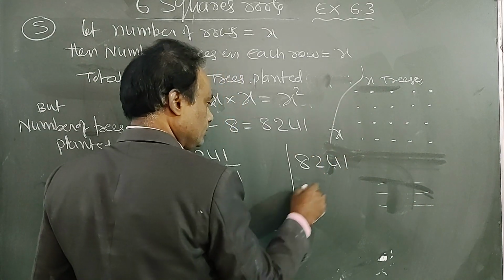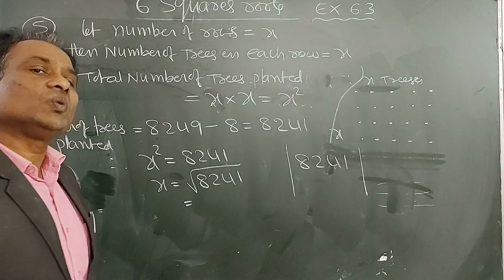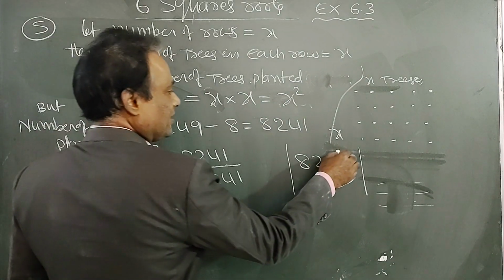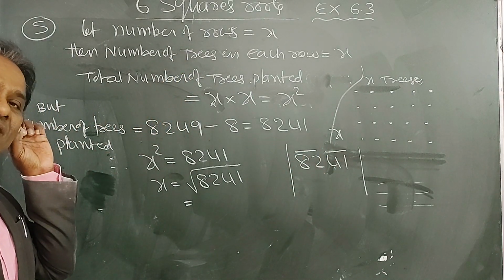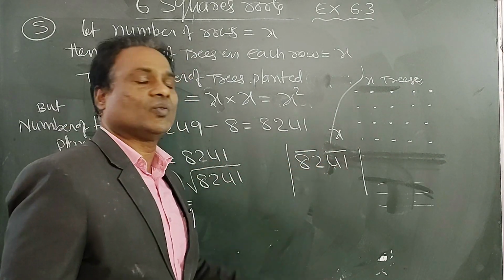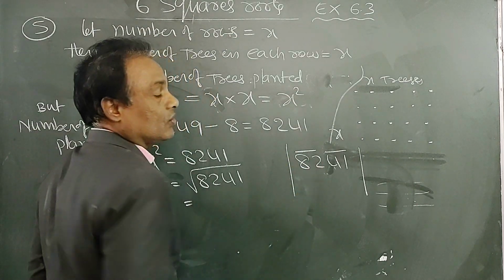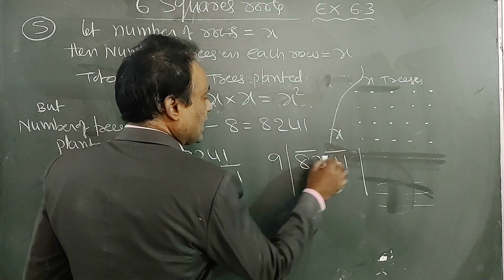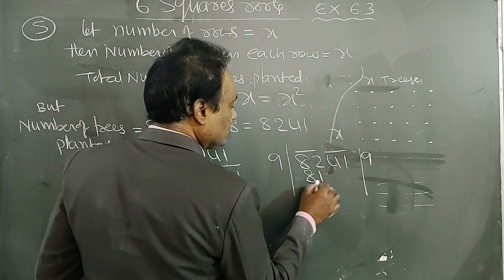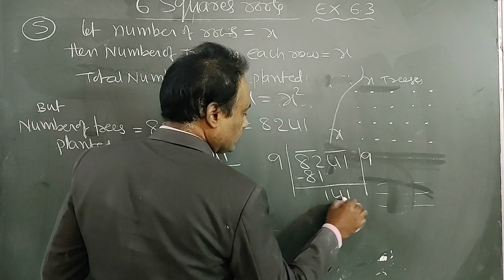8241. How to find the square root? Take two numbers as a pair. These two as a pair, these two as a pair. Take a number here, multiply with the same number, we have to get at most 82, near to 82. So 9 nines are 81. Remainder 1.